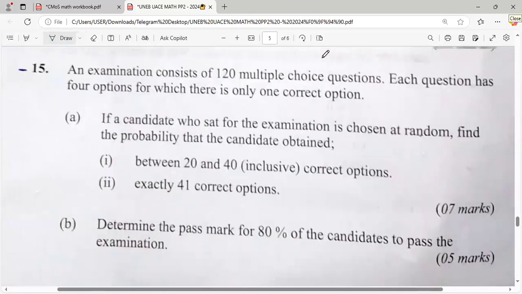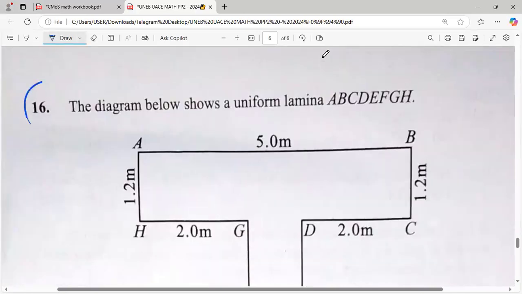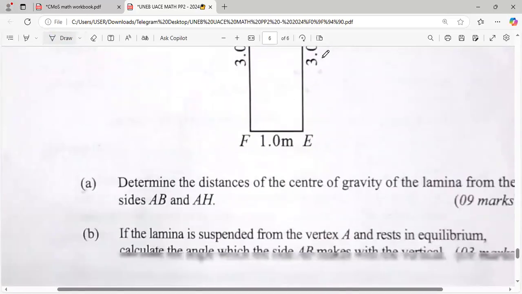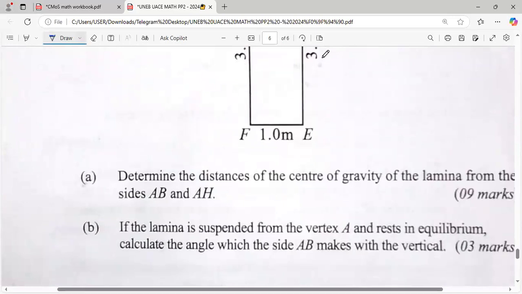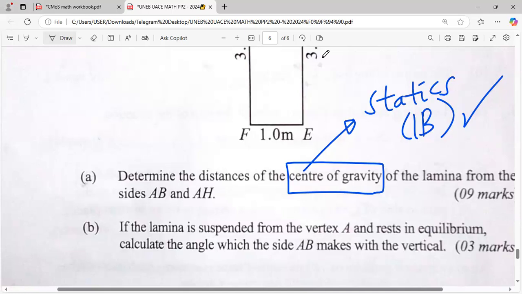Lastly, number 16. What are they saying? Center of what? Center of gravity, which is found under statics. So that means even statics for section B was also secured. So I think you've seen from a UNEB exam, the pattern is actually coming out.